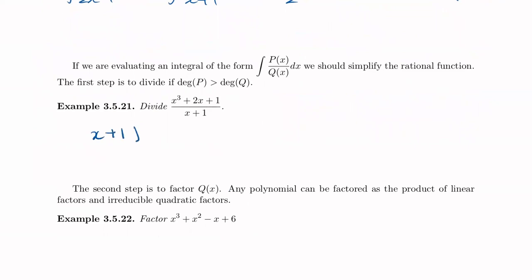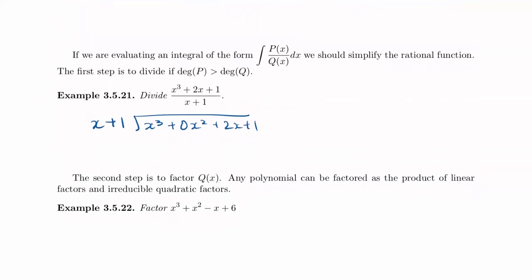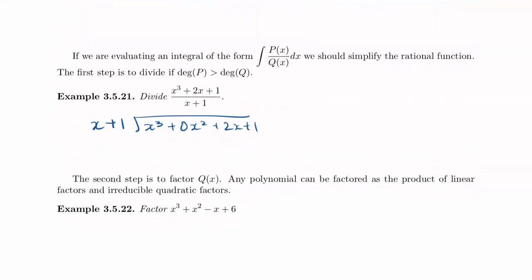So this would be x plus 1 dividing into x cubed plus 0x squared plus 2x plus 1. If you remember from maybe advanced functions, we have to see how many times the x can go into the x cubed, which is going to be x squared times. So that means if I multiply this out, subtract x cubed plus x squared, all this divided.